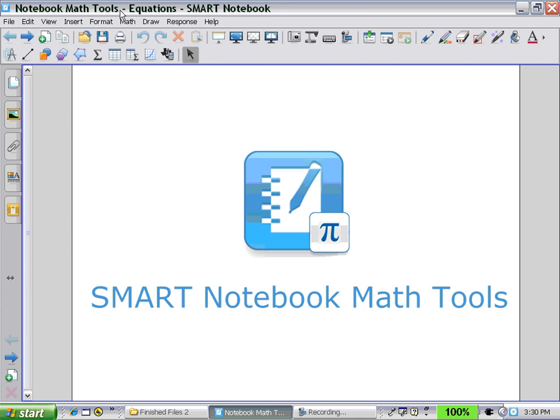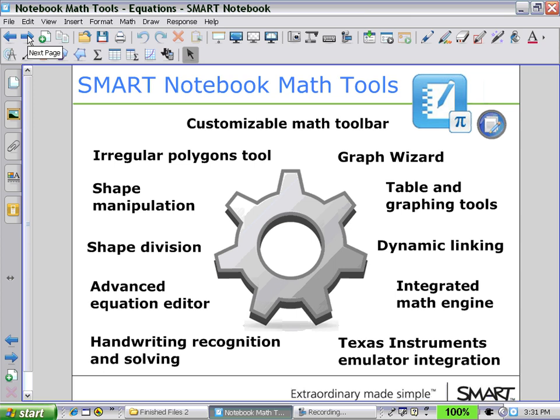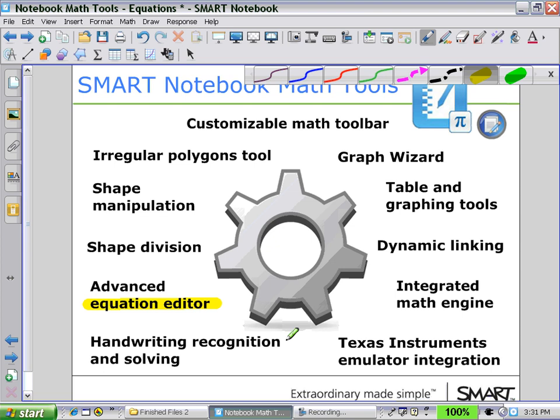Welcome to SMART Notebook Math Tools. In this session, we'll be looking at how to use the equation editor and also the handwriting recognition tool.